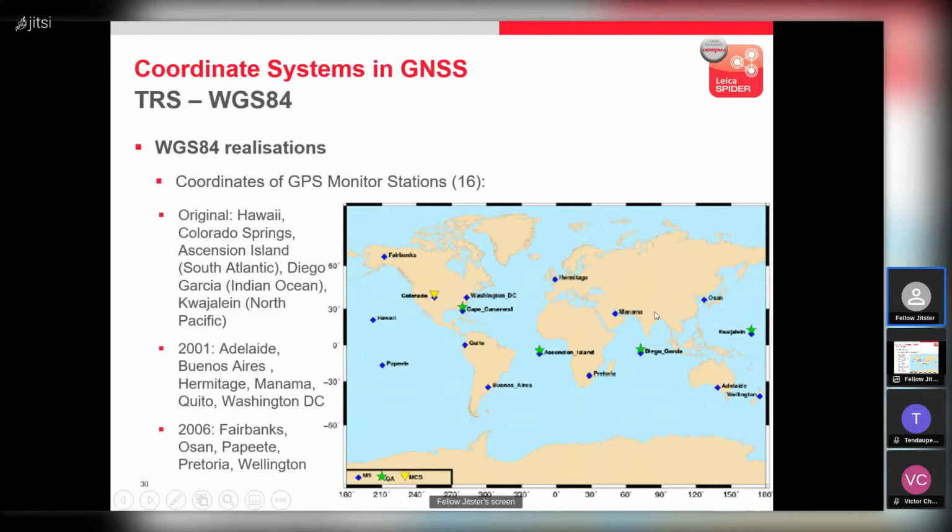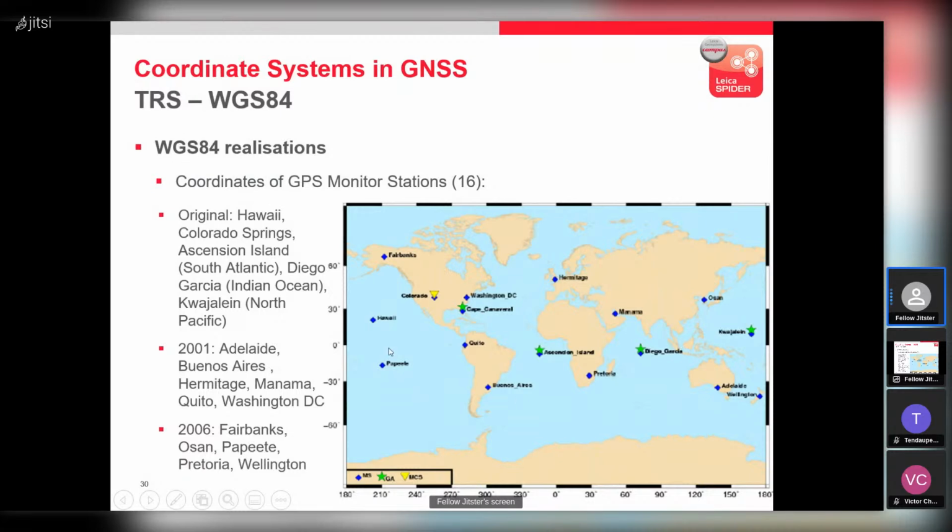So GPS, if you remember, consists of the control center, which is somewhere in Colorado Springs, and then they have these monitoring stations distributed in this area. So more or less, they have quite a good coverage. Obviously, not as good as IGS, but they have 16 tracking stations or monitoring stations, which constantly track the GPS satellites, and based on the observations, they are able to define, or not to define, to realize this WGS84.